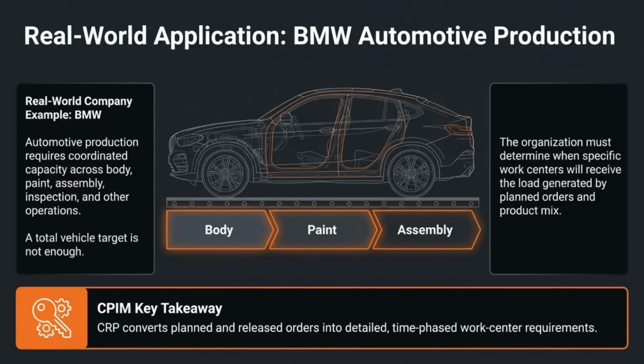Real-world company example, BMW. Automotive production requires coordinated capacity across body, paint, assembly, inspection, and other operations. A total vehicle target is not enough. The organization must determine when specific work centers will receive the load generated by planned orders and product mix. CPIM key takeaway: CRP converts planned and released orders into detailed, time-phased work center requirements.